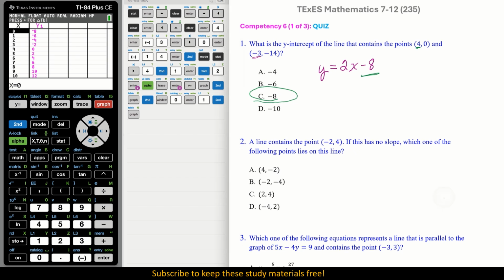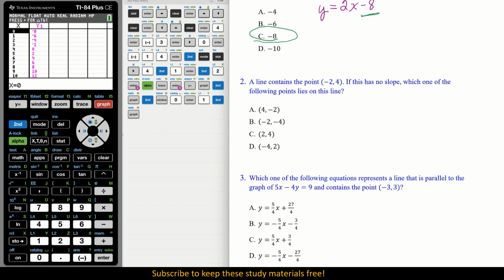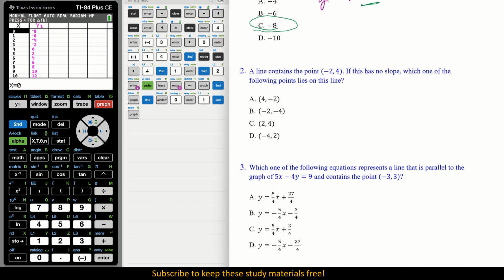All right. Number 2, a line contains the point (-2, 4) and it has no slope. Which one of the following points lies on this line? Okay, this is what no slope is. Let's quickly sketch. We've got our y, and this will be our x. Okay, and there's our origin, our 0, 0.